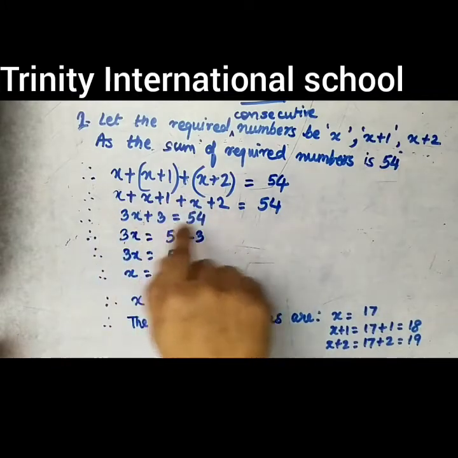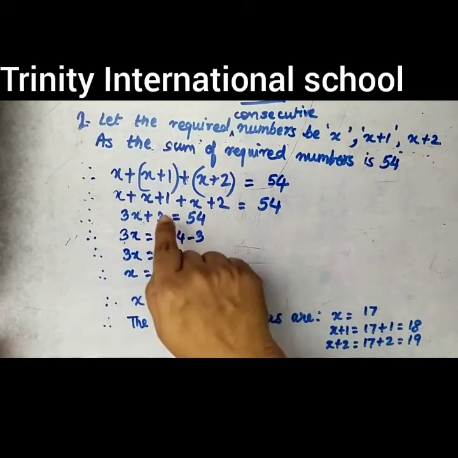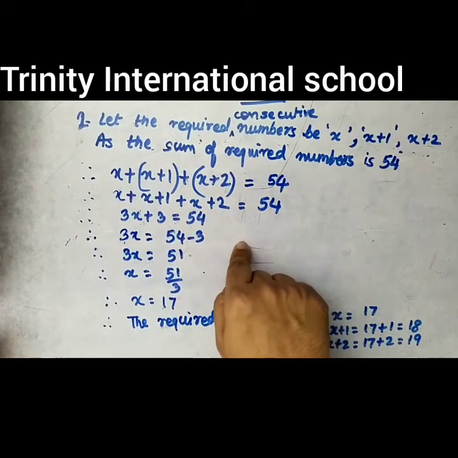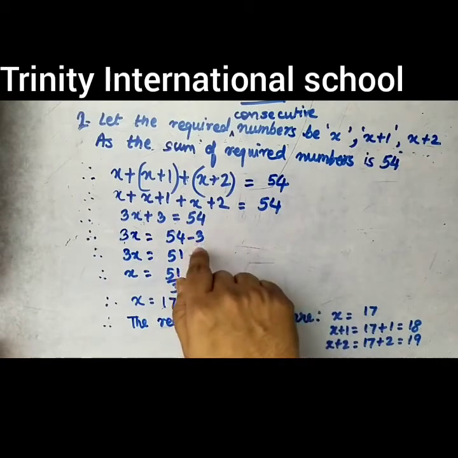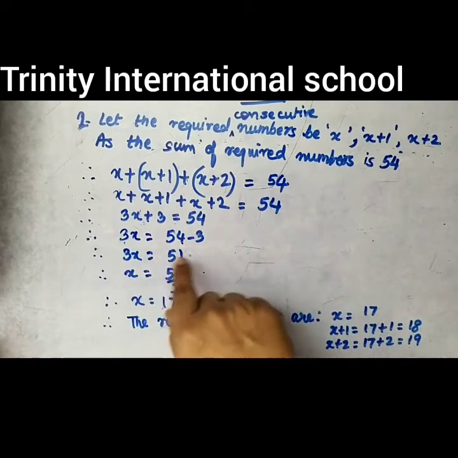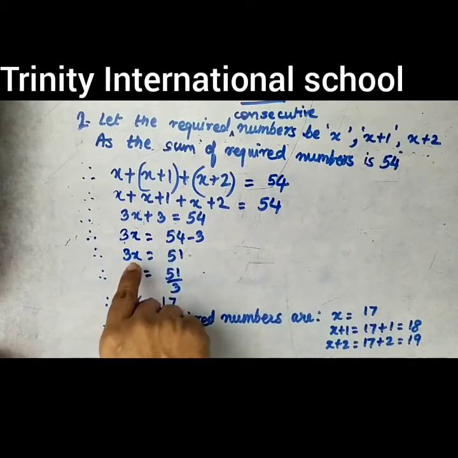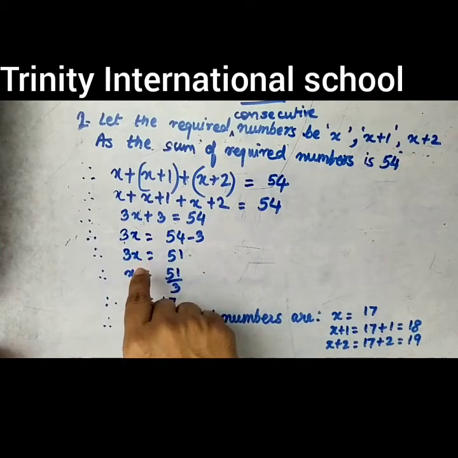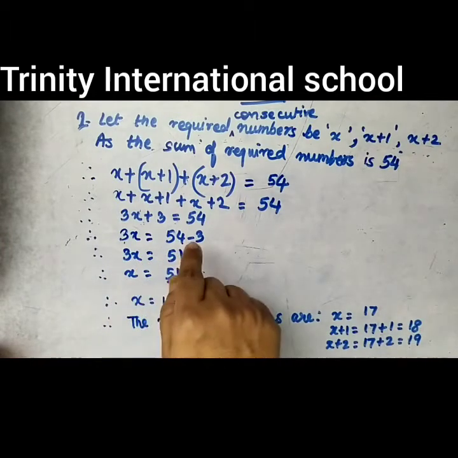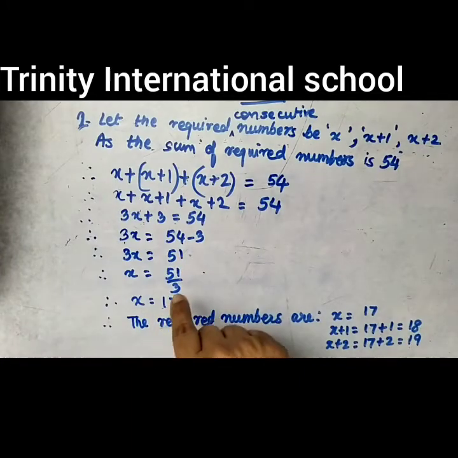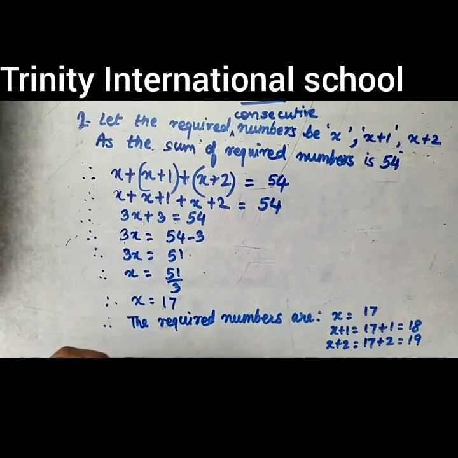Now this thing you can solve. So you can take this 3 to your right hand side and you change your sign over here and you are getting 51. Then 3x is equal to 51 can be written as x is equal to 51 divided by 3 and this will give you x is equal to 17.